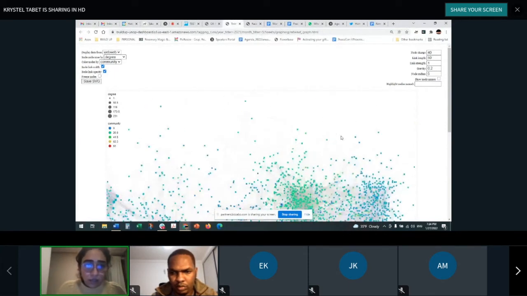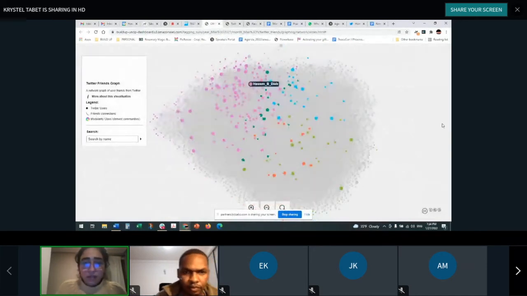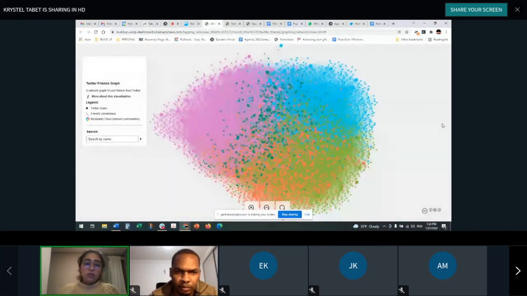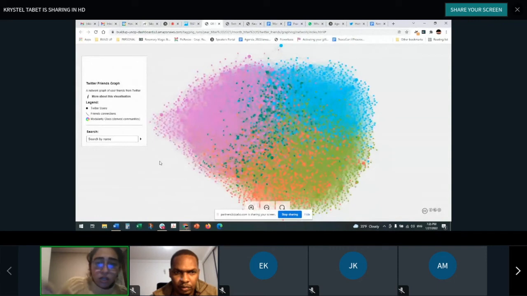This is going to take a second. So this is the Twitter friend graph, and this is one of the best ways to visualize how people are divided online. You can see that all of these people follow together. Each color is a group of people that follow each other, and you can see the space in common is very few individuals that follow other people.